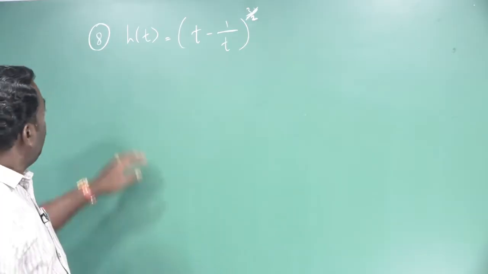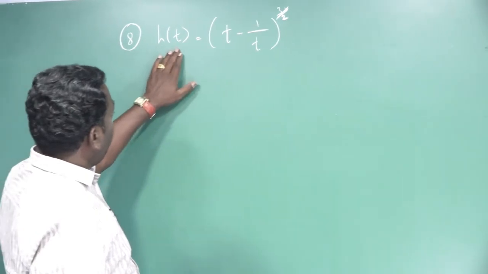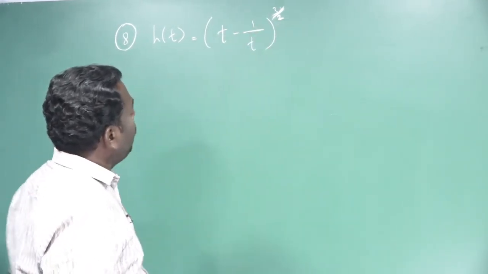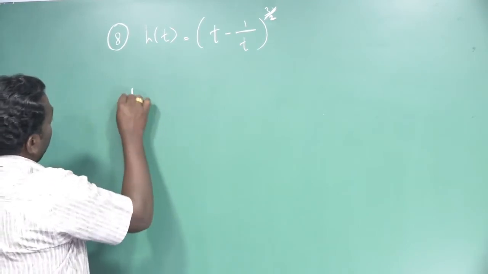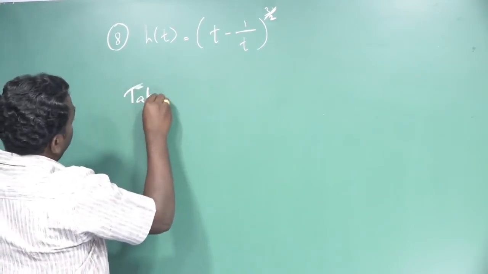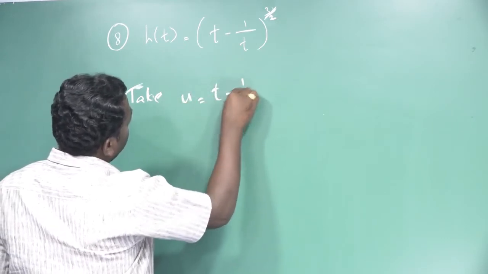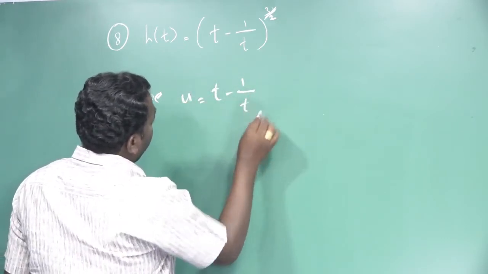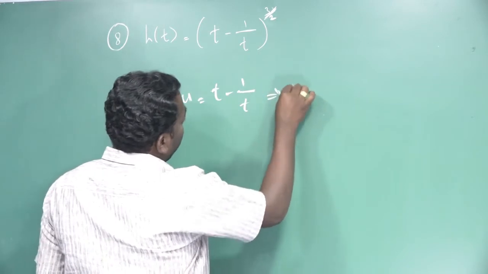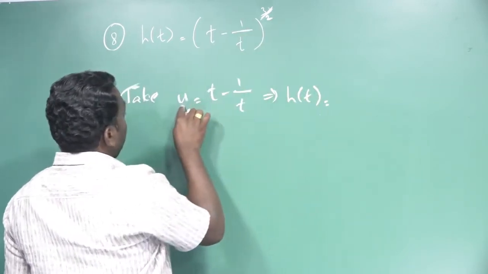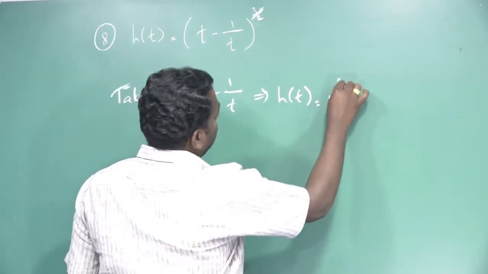The next one, question number 8. h of t equals t minus 1 by t whole power 3 by 2. Again we can take the term within the bracket as u, that is u equals t minus 1 by t, and that implies h of t equals u power 3 by 2.